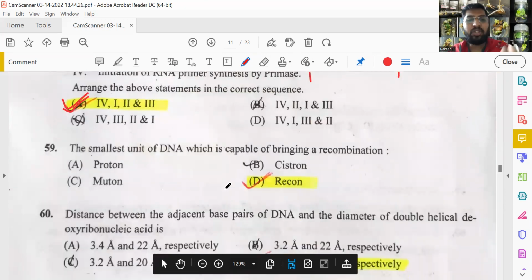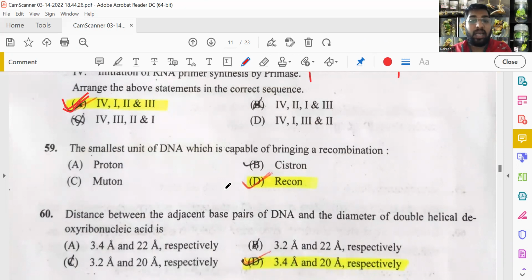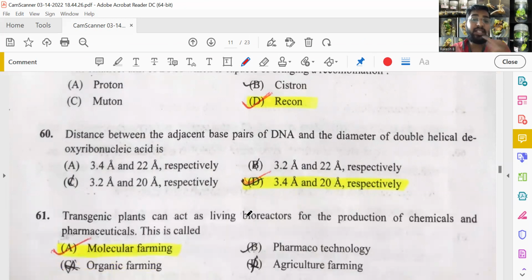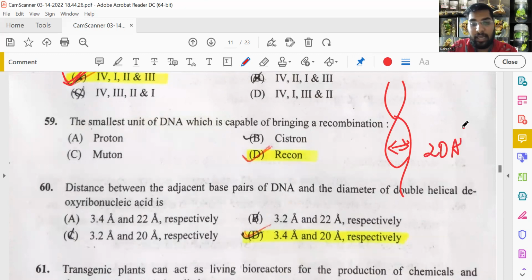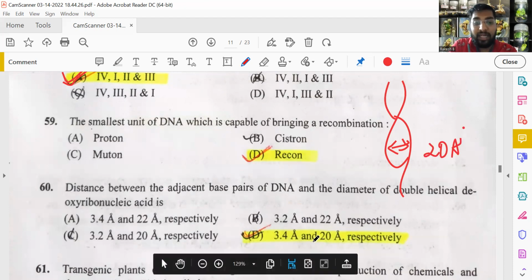Moving on: the smallest unit of DNA which is capable of bringing about recombination is called a recon. Recon brings about recombination. Next is the distance between the adjacent bases of DNA. This is also very simple, based on the 12th standard syllabus. If you see the double helical model of DNA, the diameter, or the distance between the two strands, is 20 Angstrom. Only two options have 20 Angstrom, so you can cancel the other two options, which have 30 or 22 Angstrom.